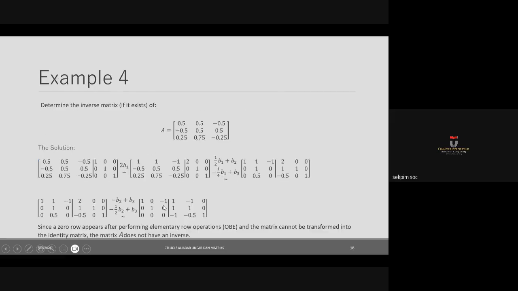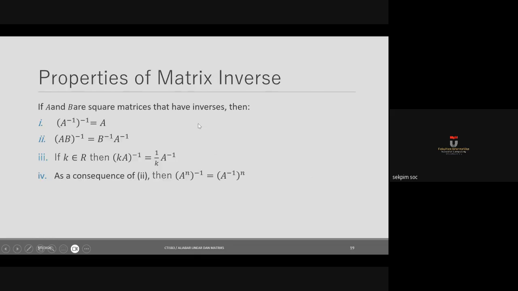Karena tidak identitas, harusnya kan kalau di identitas di sini 1 ya. Nah, ini tiba-tiba punya baris 0 di sebelah kirinya. Nah, kalau nggak bisa dibuat identitas, maka pasti matriks ini tidak punya inverse. Gitu ya. Jadi ini bukan inverse-nya. Makanya pertanyaannya determine the inverse matrix if it exists ya. Nah, karena kita punya baris 0 di echelon baris reduksinya, maka tidak punya inverse. Oke.